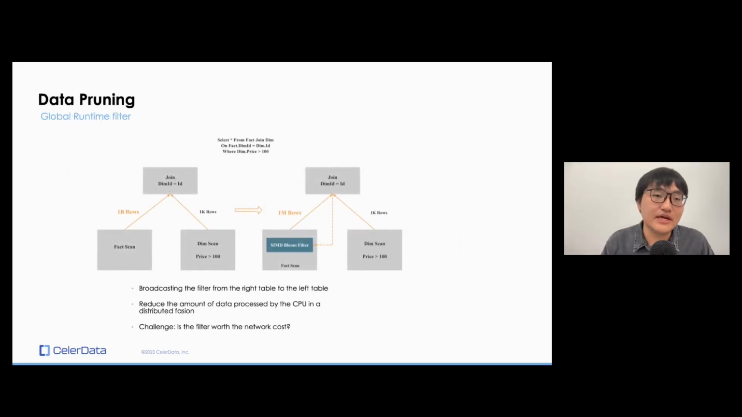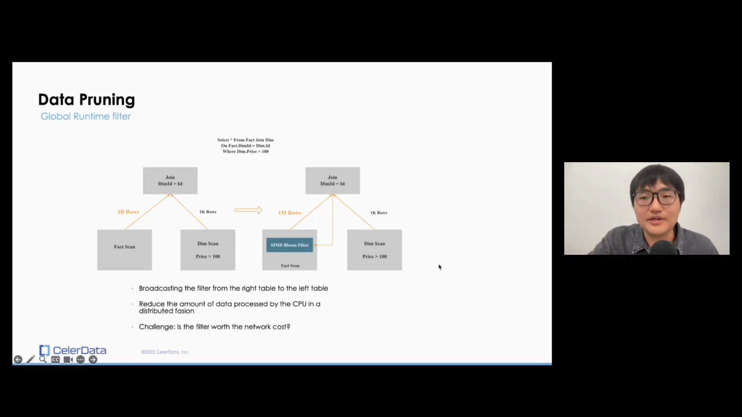And one other thing I want to touch on is data pruning, right? This is part of the FE's job as well, and a little bit of that is the CBO. It's called a global runtime filter. What it does is minimize the number of rows, or the amount of data, the CPU needs to deal with during the execution, right? And let's look at that through an example, right?